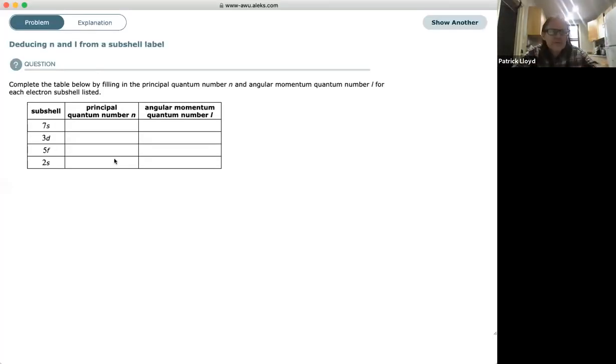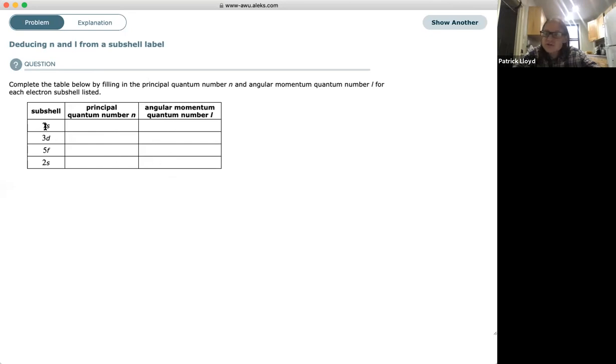Okay. Complete the table below. This is deducing N and L from a subshell label, right? These are subshell labels. Complete the table below by filling in the principal quantum number N, so just giving the value of N, and then the angular momentum quantum number L. Very simple, right? So here's what you do.